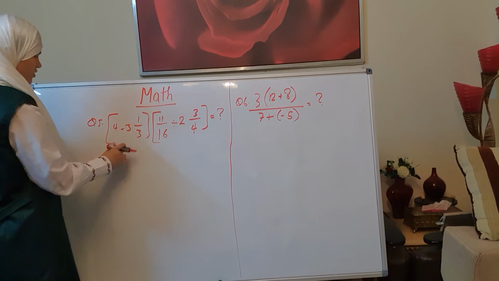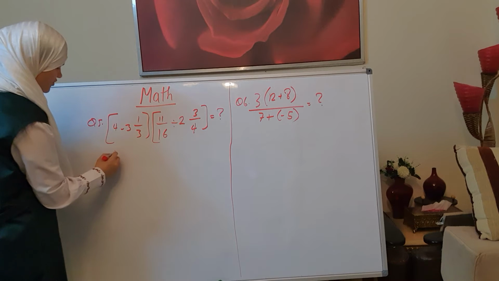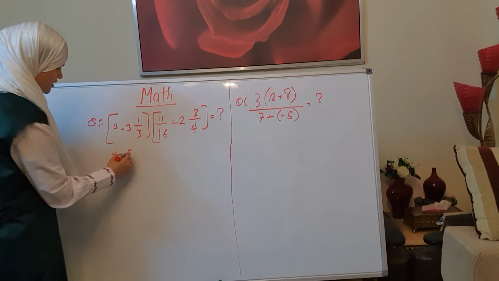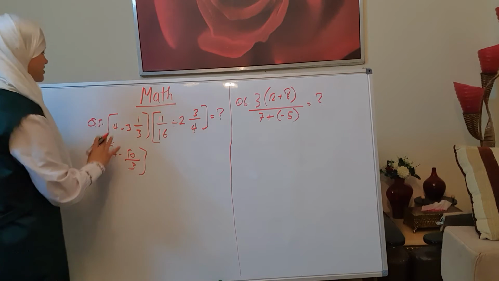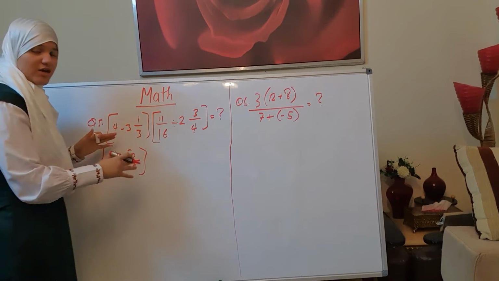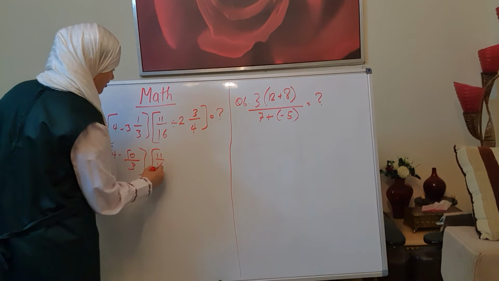First, 3 times 3 is 9, 9 plus 1 is 10. So it is 4 minus 10 over 3, in one bracket. This is the first bracket. The next bracket is 11 over 16. It's the same, 11 over 16.